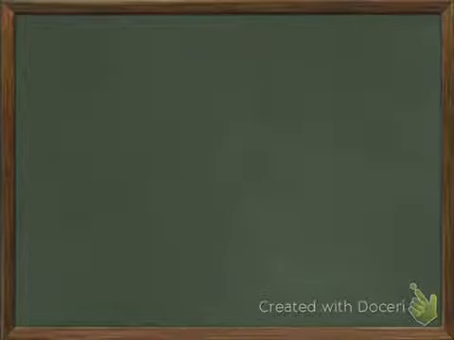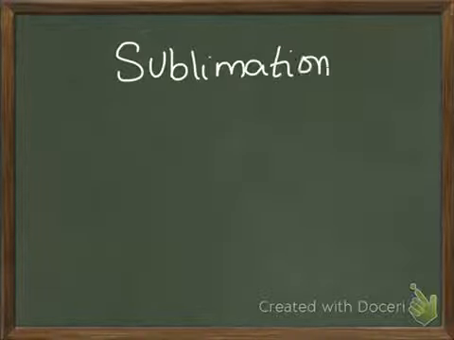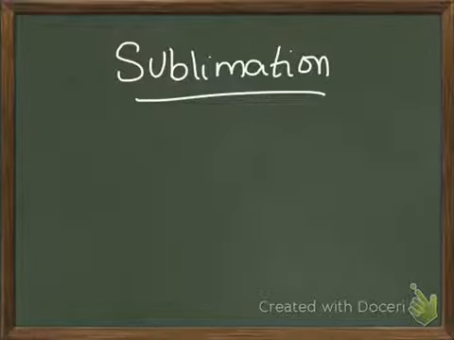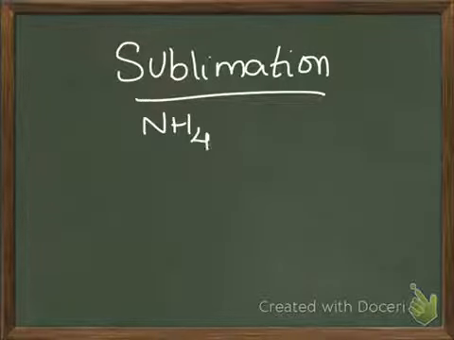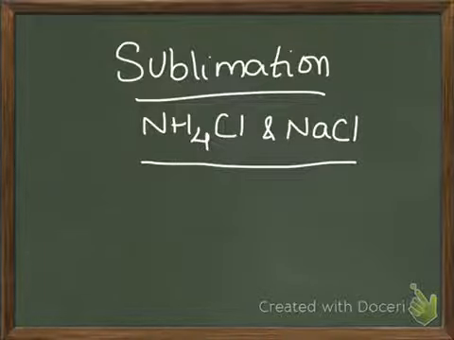Now let's move on to sublimation. Sublimation is the most familiar one, I guess. Sublimation is the process by which we separate two solids. Now let's take NH4Cl and NaCl. Now these two are solids. So how can we separate them?